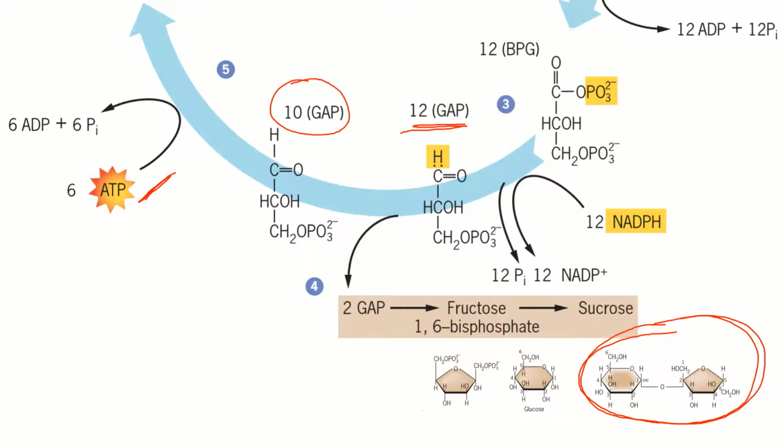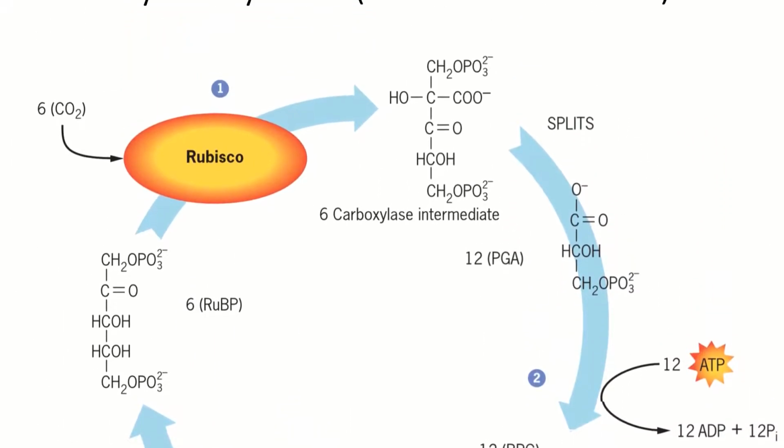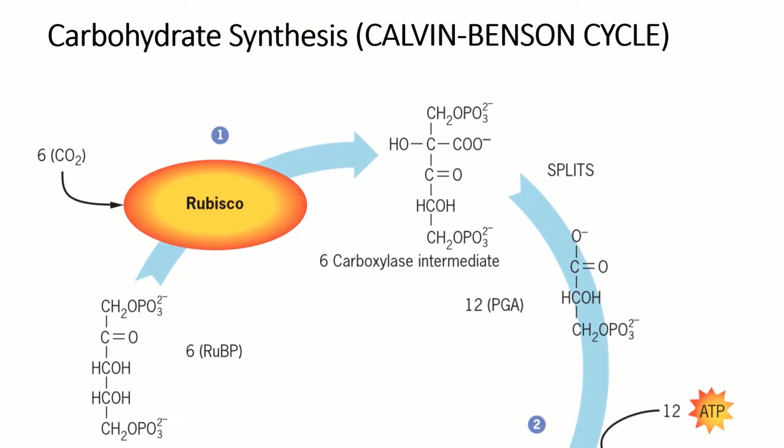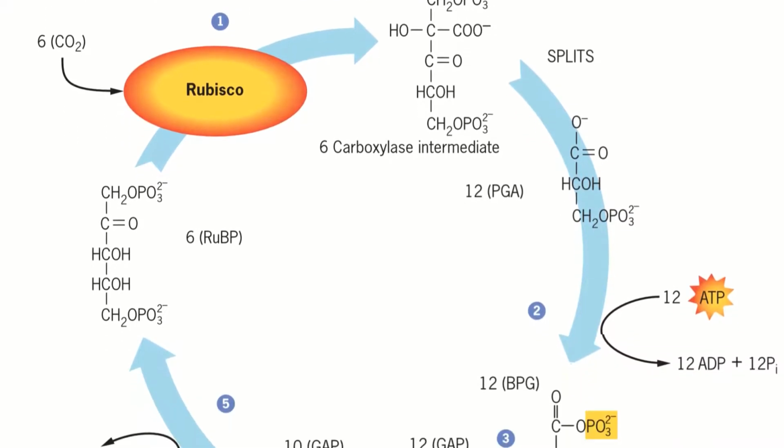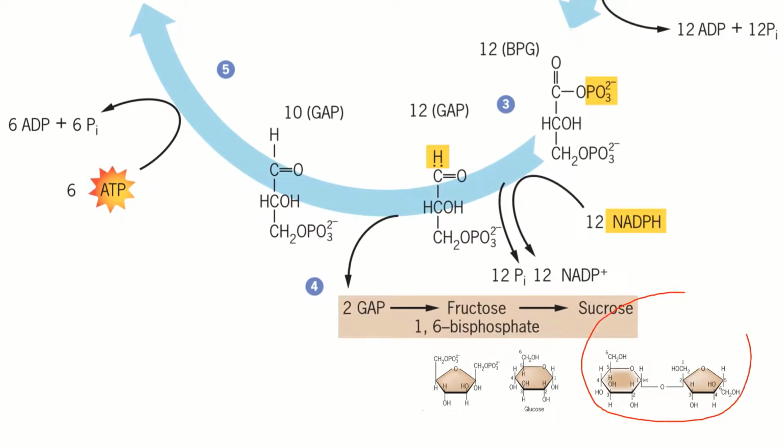And the 10 GAPs, which contain 3 carbons each, will become combined to form 6 ribulose biphosphates again, which will be the substrate again for Rubisco, the enzyme. And when Rubisco does its work correctly, it will incorporate 6 carbon dioxides with the ribulose biphosphate. So this is the carbohydrate synthesis. And the output would be the sugar that we see here. And of course, the sugar will be stored in the plant for long-term storage and becomes starch.